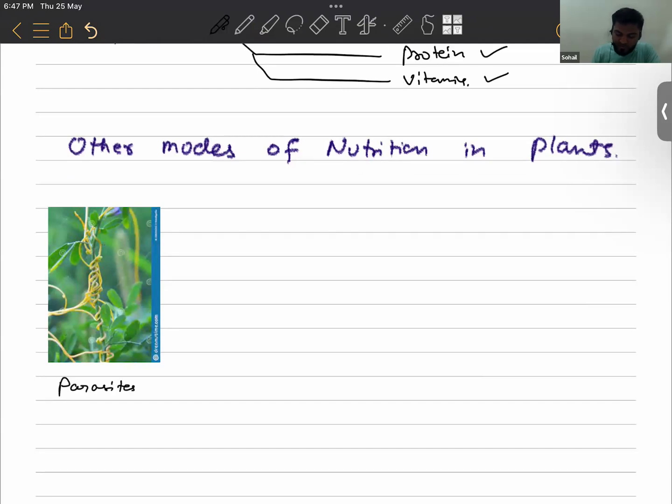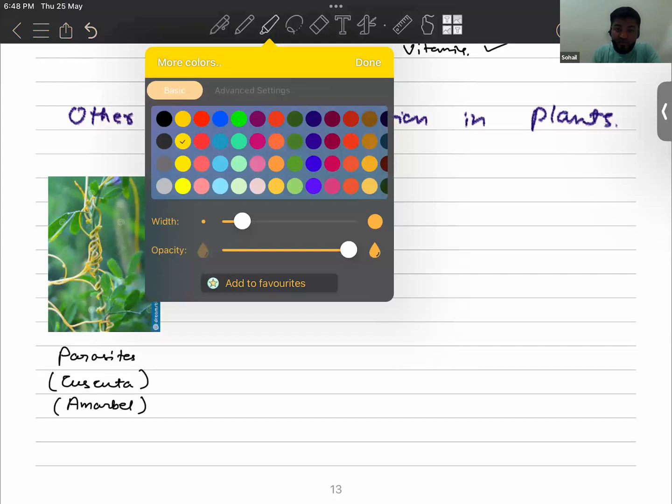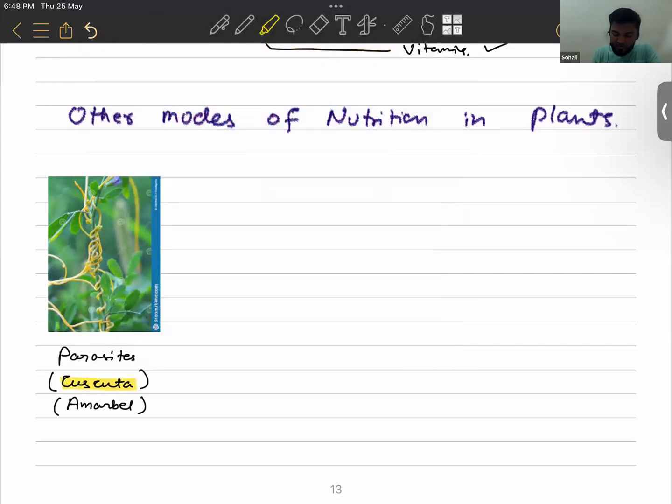Parasite. So here in the figure you see, this parasite is actually a cascata plant. Okay, in Hindi it is called amarbel. Okay, so this is the cascata plant, which is a parasitic plant in nature. Okay, so what this plant does, it twines itself to the host plant from where it gets nutrition.